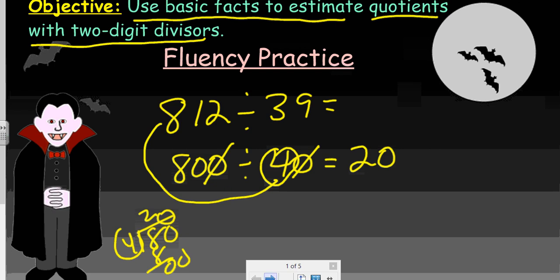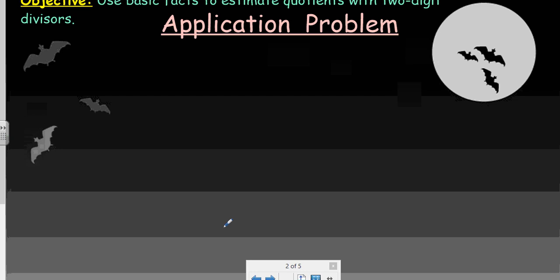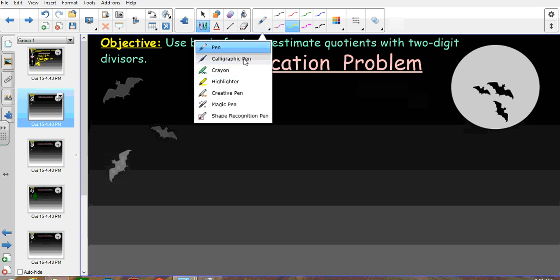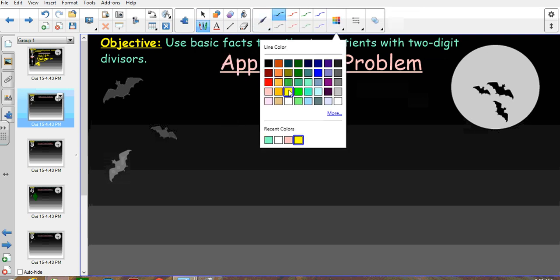Next page. Ding. All right. Now, nothing's flying out at me yet. All right. Now we move on to the application problem. And for the application, this time I think I am going to get my little calligraphy. Let me see here. How can I do that? Here we go. Now I can choose any color and I get yellow.